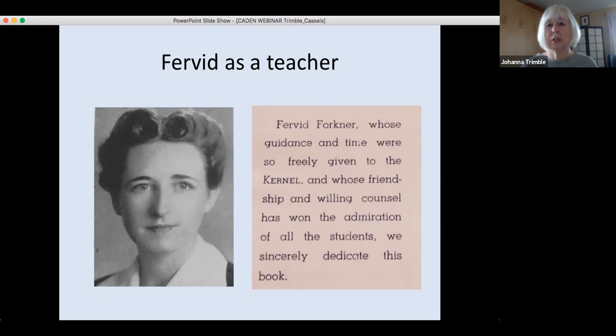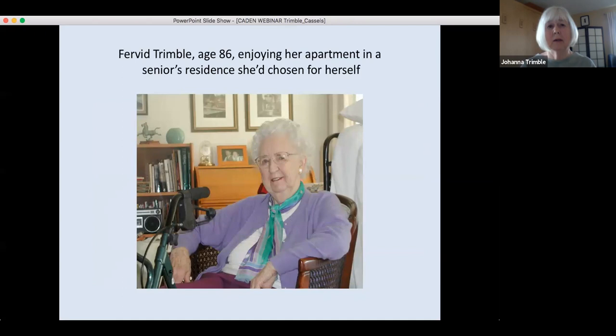So this is the beginning of our story. Fervid was about 86 when this story started. And this is her apartment that she had chosen for herself in a senior's residence. She was very proud of being able to manage things on her own, and, as many, many elderly people say, not be a burden to her family. So here she is, rather proudly sitting next to the cot that we were sleeping on when we would come and visit her.